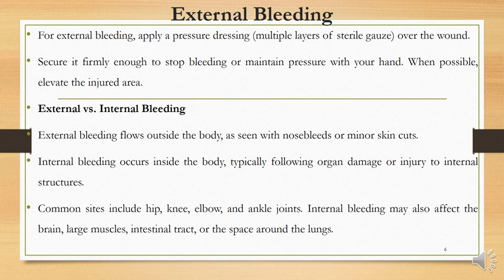So we want to be looking at the difference between internal and external bleeding. External bleeding flows outside the body, as seen with nosebleeds or minor skin cuts, while internal bleeding occurs inside the body, typically following organ damage or injury to internal structures. Common sites include the hip, knee, elbow, and ankle joint. Internal bleeding may also affect the brain, large muscle, intestinal tract, or the space around the lungs.